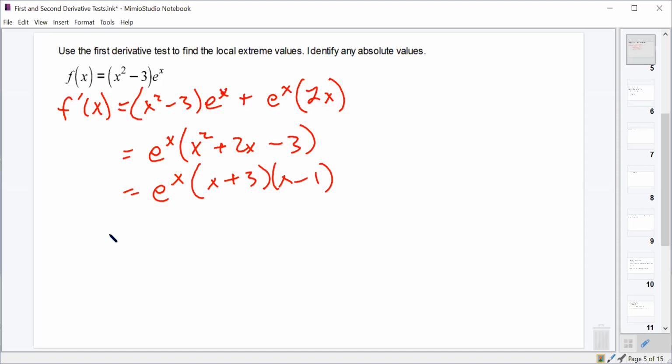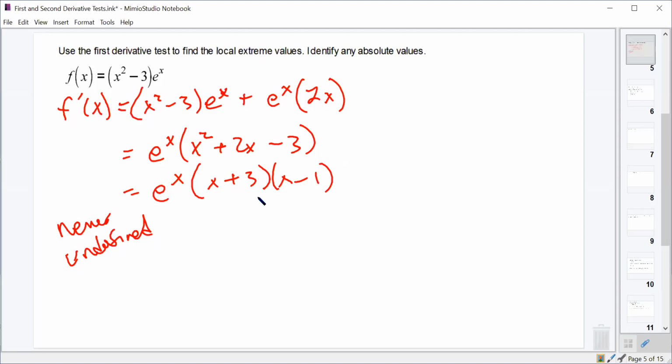So is this ever undefined? Are there any x values I cannot have as a power of e? Are there any real numbers e to the... No, that's always defined, and I can always add 3 to any number, and I can always subtract 1 from any number. So it's never undefined. Make sure you note that.